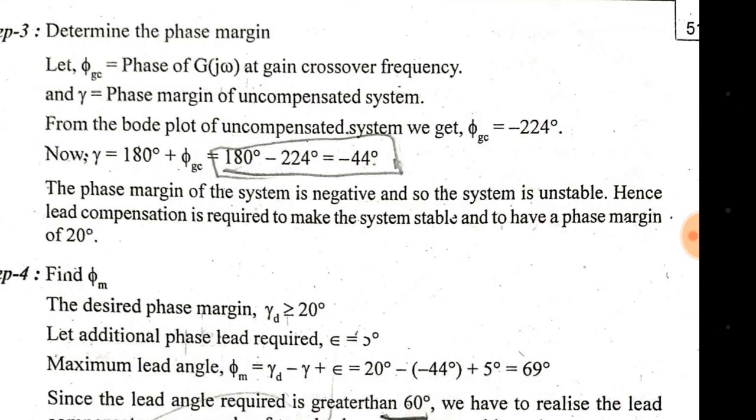Phi_GC is equal to minus 224 degrees, and phase margin, as you all know, is equal to 180 degrees plus phi_GC. So we will substitute the value for phi_GC here, and we will get the phase margin of the uncompensated system. After substitution, we find that the phase margin is negative 44 degrees. If the phase margin is negative, it means that the system is unstable.